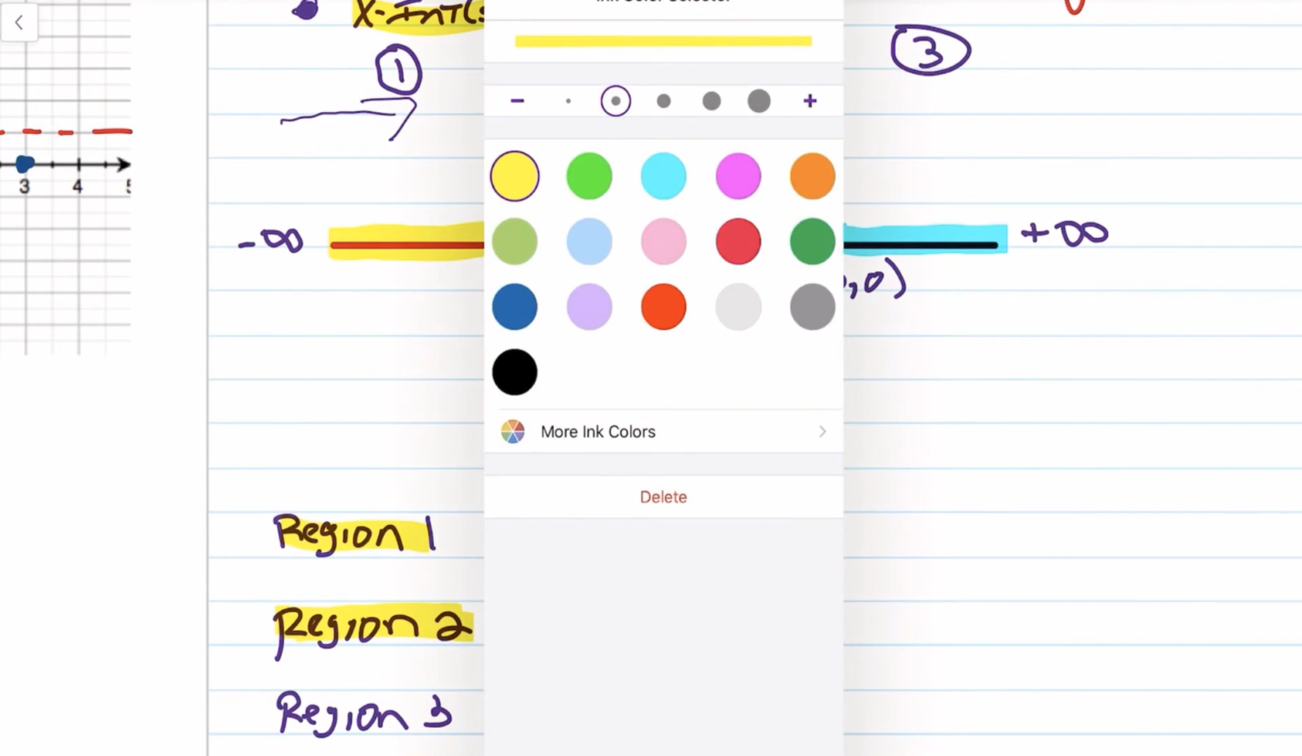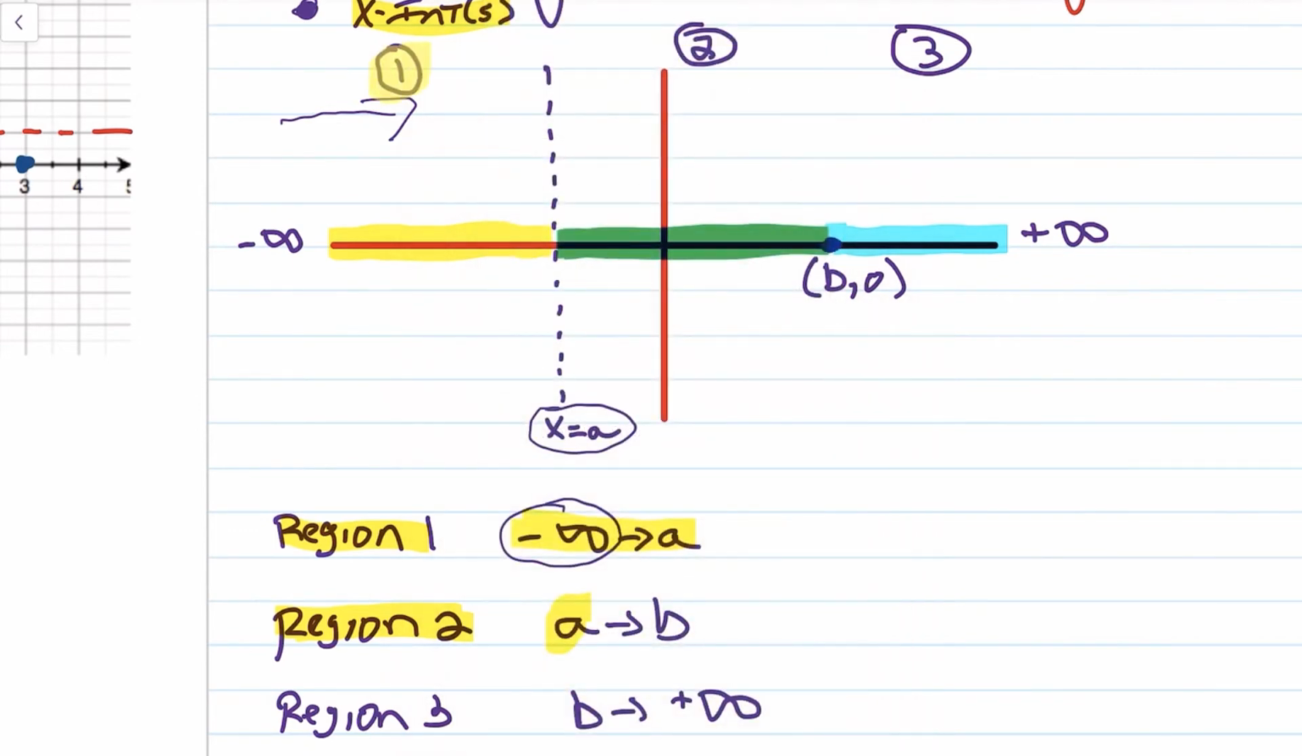So you see I have the first test region up here, and that was in the yellow area. That was from negative infinity to my vertical asymptote. And then we had the second test region, so that's in the green area. So that went from, we started at A and it went over to B, the x-intercept. And then what we're going to do is we're going to continue.